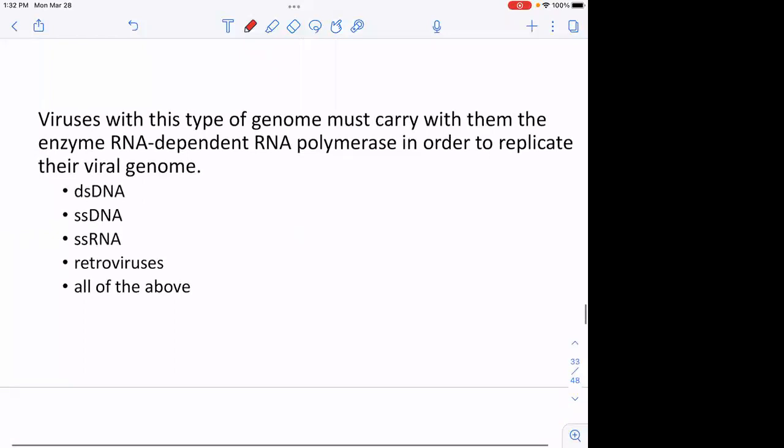Viruses with this type of genome must carry with them the enzyme RNA-dependent RNA polymerase in order to replicate that RNA genome. That is an enzyme that we do not have. We never make RNA from RNA. Okay, so this is single-stranded RNA viruses. Correct there.